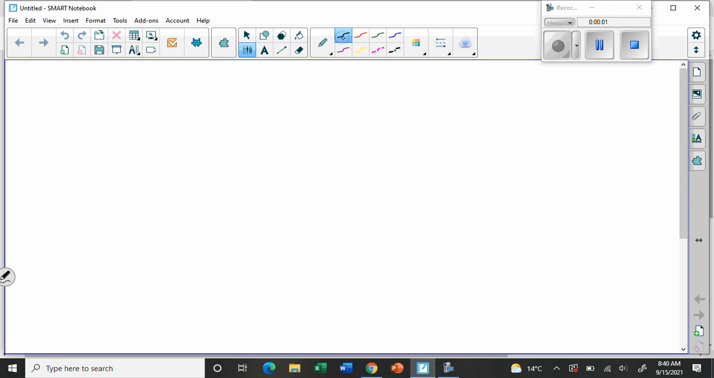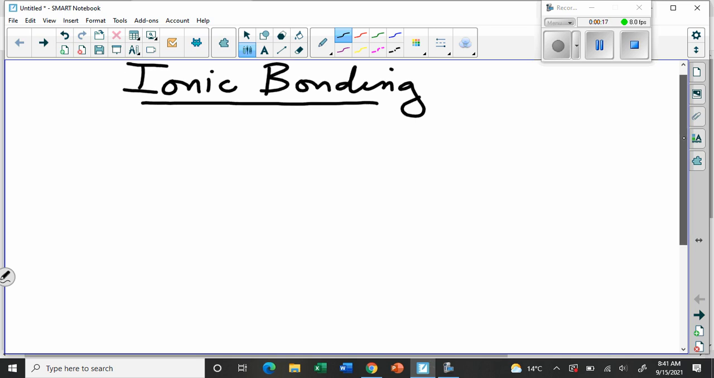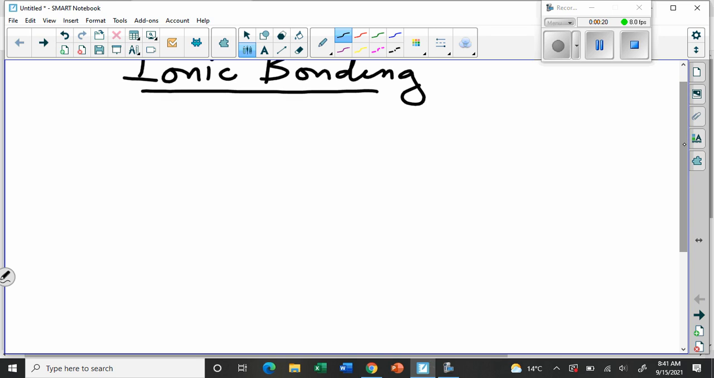We are going to be looking at what we call ionic bonding, an introduction to this very important part of basic chemistry. So in order to get into this, we'll remind ourselves that everything is sort of based on the Rutherford model of the atom, right? This whole concept.